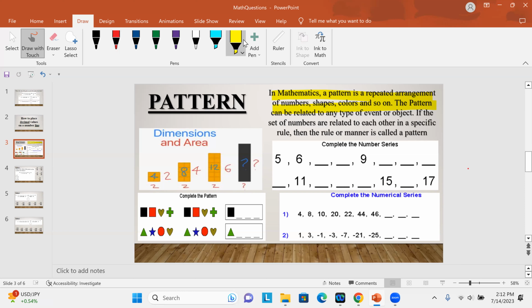If the set of numbers are related to each other in a specific rule, then the rule or manner is called a pattern. So here we have different types of pattern. Here you have to determine the value of the question mark. Here you have to complete the shape. Here you have to find the numbers. Same thing here. But this is not the purpose of this video, but we need this key information to solve the questions.